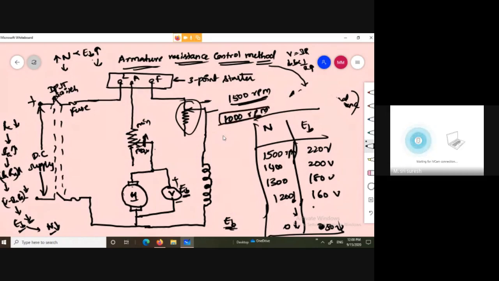We need to connect in this manner. Then only we'll get 1000 RPM. Suppose you want to get 1500 RPM, you should run the DC motor under no load condition. You'll get 1500 RPM. Suppose by loading the DC motor we should get 1000 RPM, we will connect this type of control technique. This is one of the control techniques to control the speed of a DC motor.